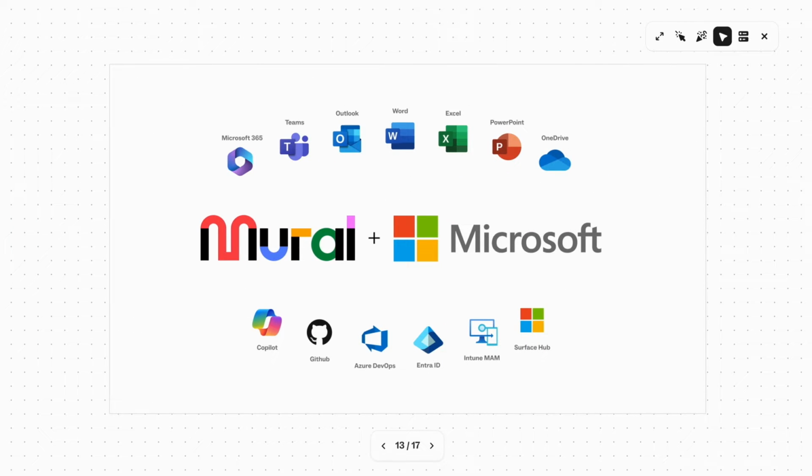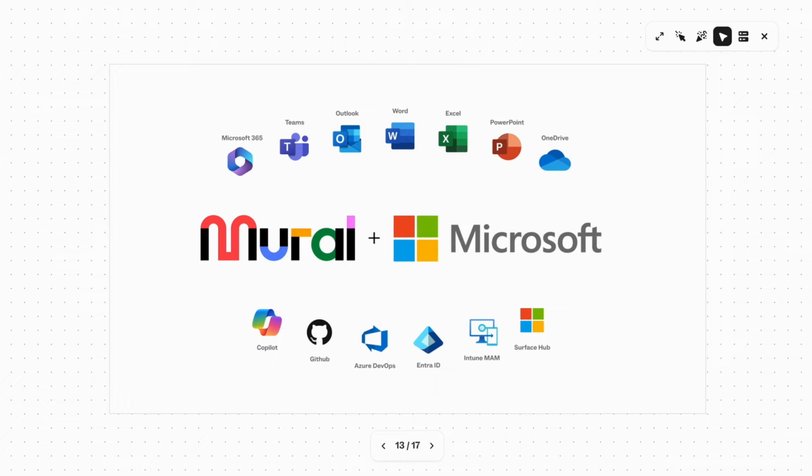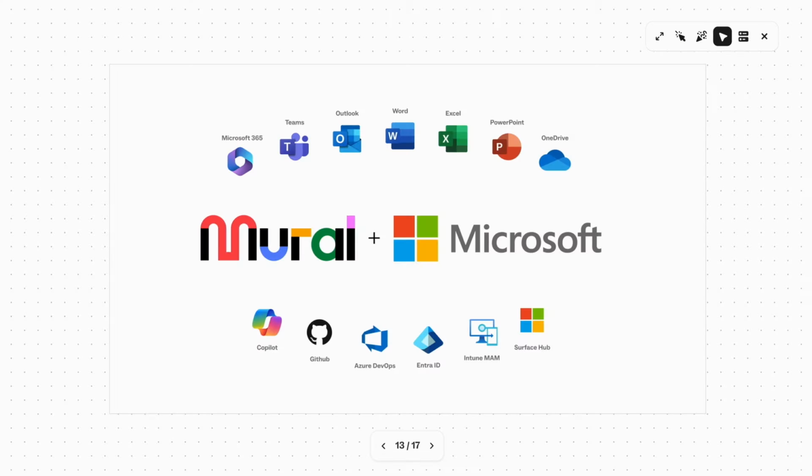Mural has been working with Microsoft for many years. In fact, from the very beginning, Mural was built on Azure, which makes us the only visual collaboration product that can be purchased through the Azure Marketplace with your Azure commitment spend. So if you've made a commitment to spend a certain amount on Azure consumption, you can actually spend some of that commitment to purchase Mural through the Azure Marketplace. We're also integrated across the Microsoft ecosystem. And today we're very excited to talk to you about two of those integrations. The first one will be Copilot, and then we'll talk about our Azure DevOps integration.